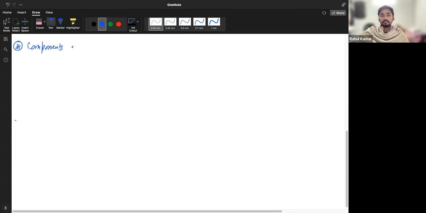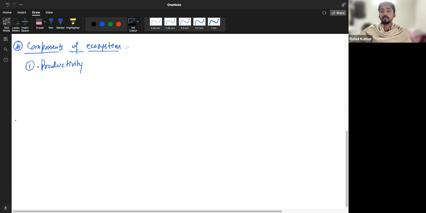So when I talk about components of ecosystem, sorry, I mean the following things. First is we need to know how the productivity in that ecosystem is being taken care of or is being regulated, because we need to produce a lot of things to maintain life and to maintain its interaction with the non-living environment.